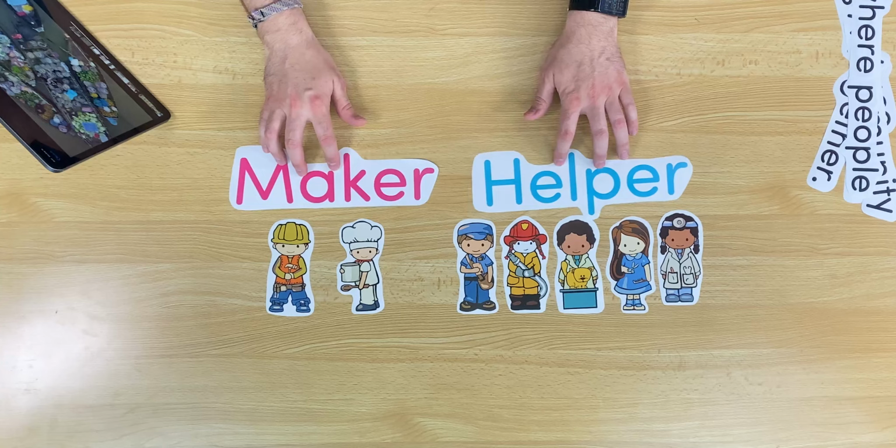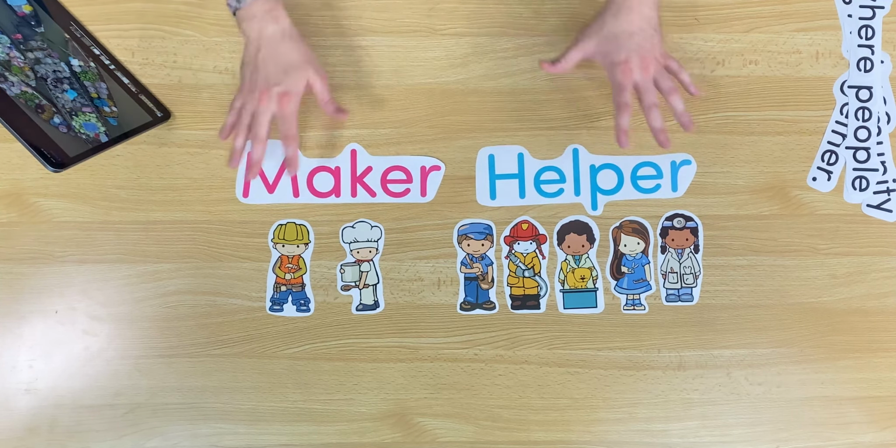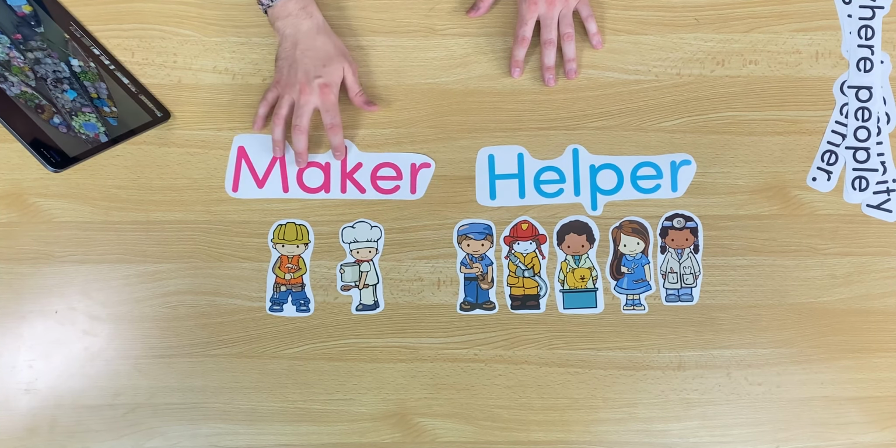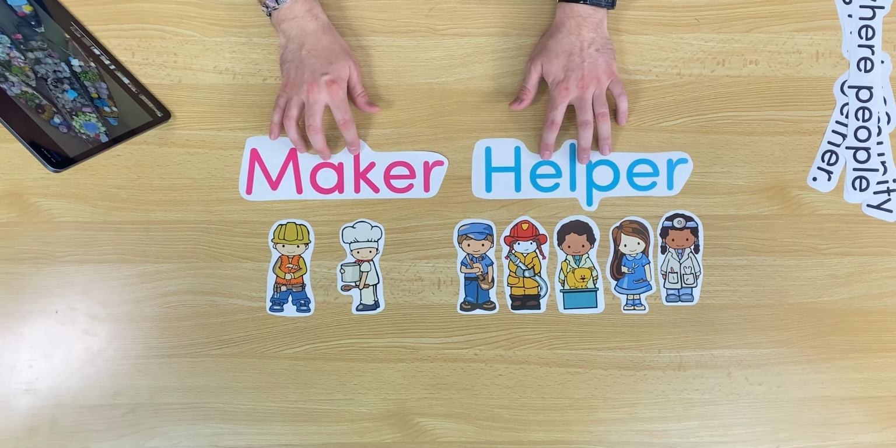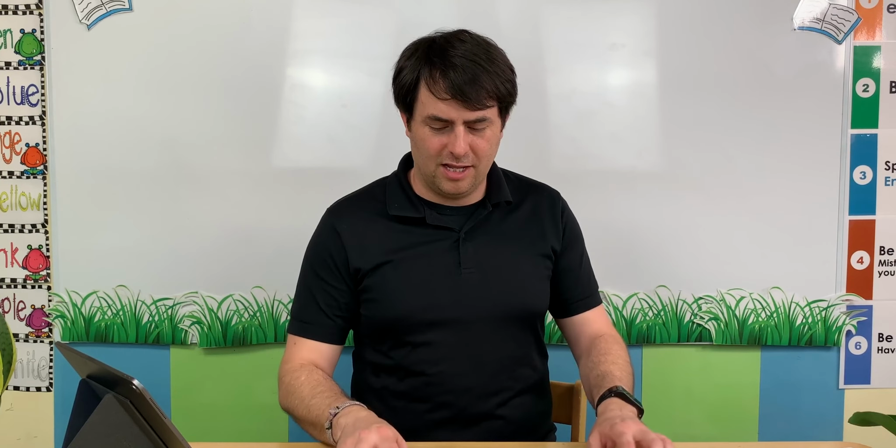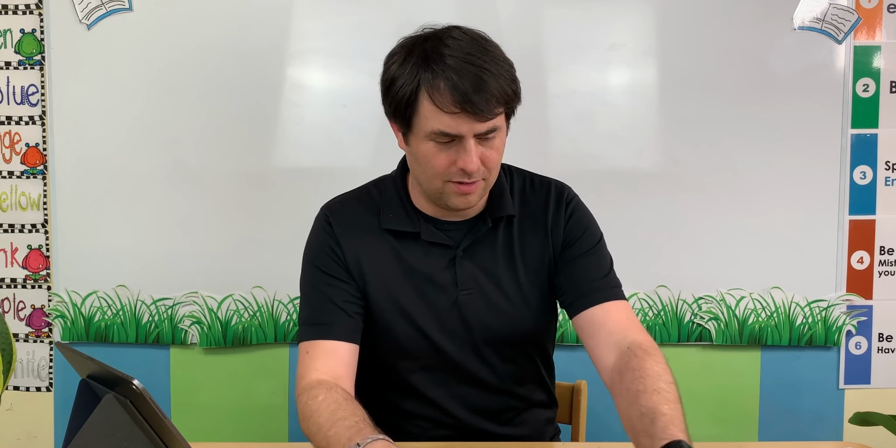So there we go. We sorted some different community helpers into some different groups, makers and helpers. Both of these are really, really important. We need both makers and helpers in a community. Otherwise, we don't have enough. Our society won't be able to function nicely. We need people to make new things and people to help us when we need help. So there you go.